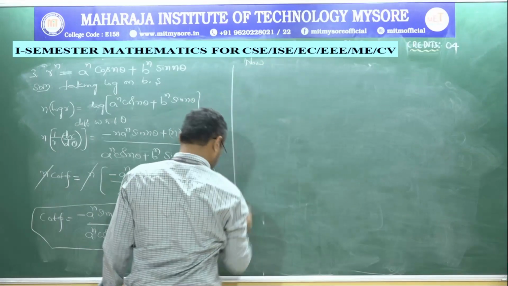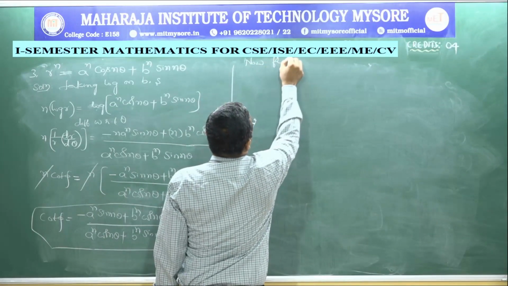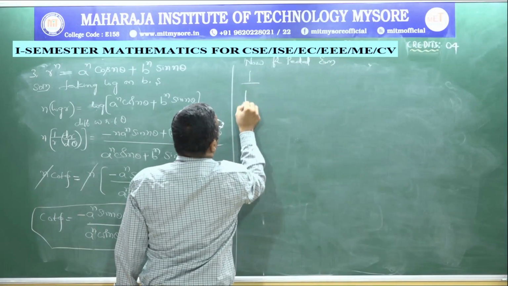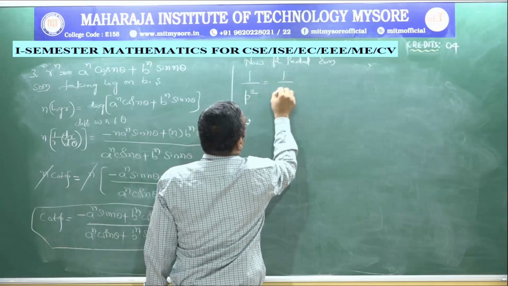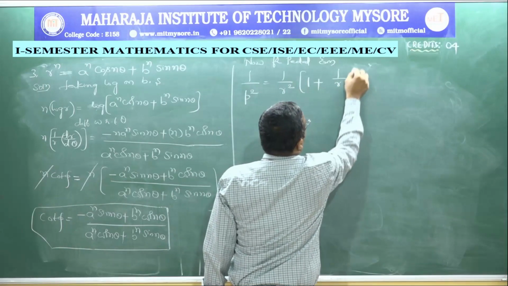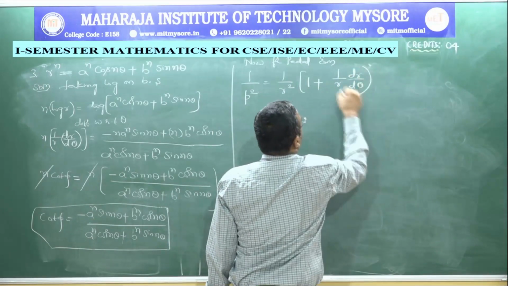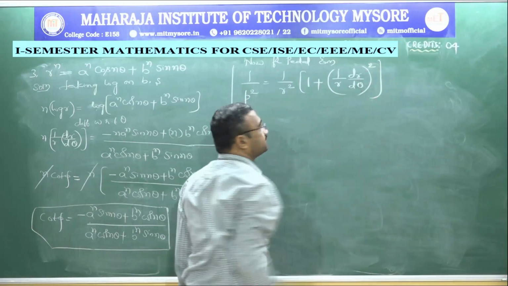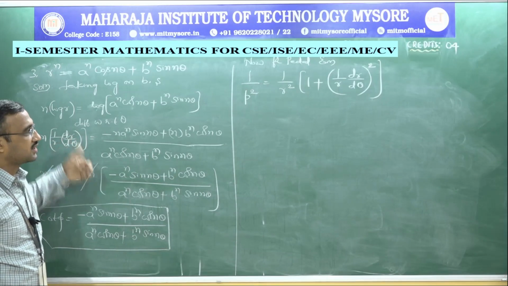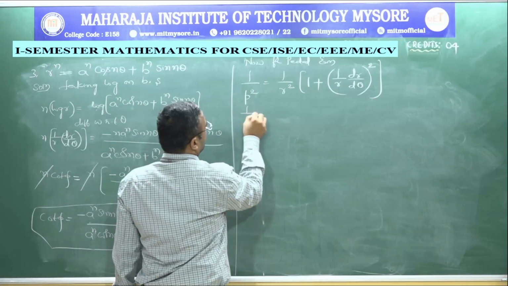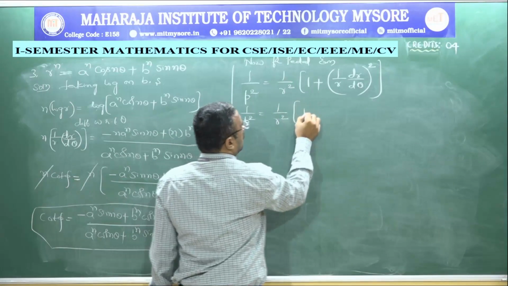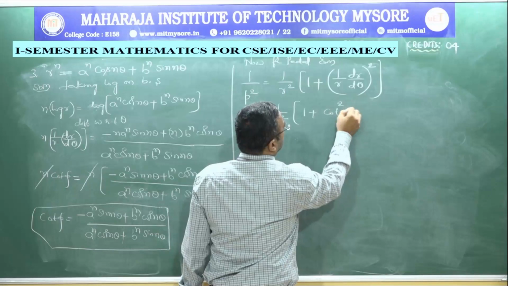Now, for the pedal equation, use this formula: 1 by p square equal to 1 by r square, 1 plus 1 by r dr by d theta whole square. Your cot phi is simply 1 by r dr by d theta. So simply you can write 1 by p square equal to 1 by r square, 1 plus cot square phi.